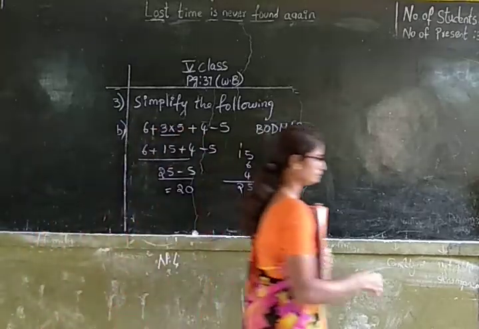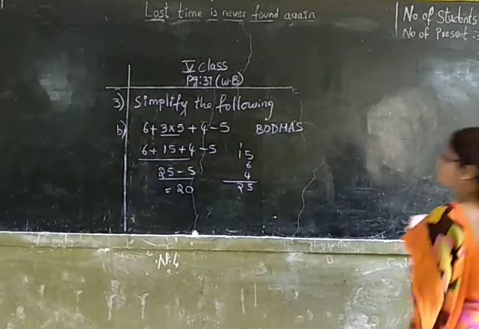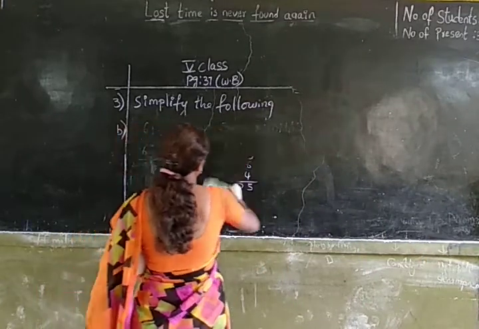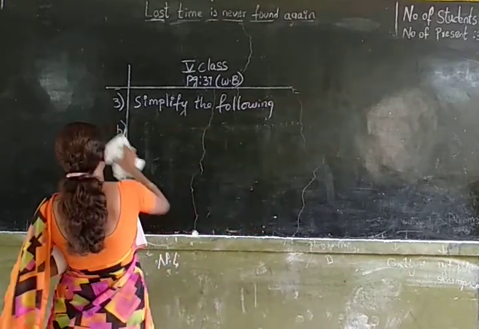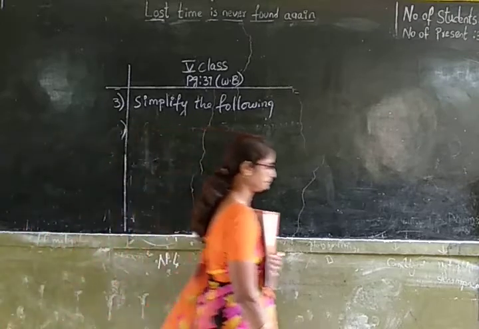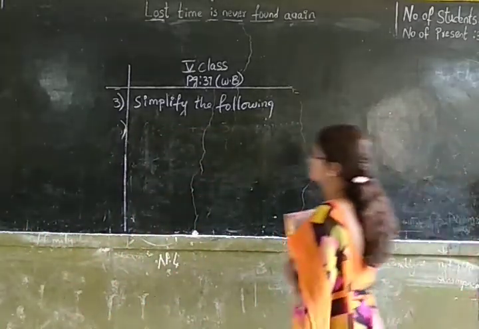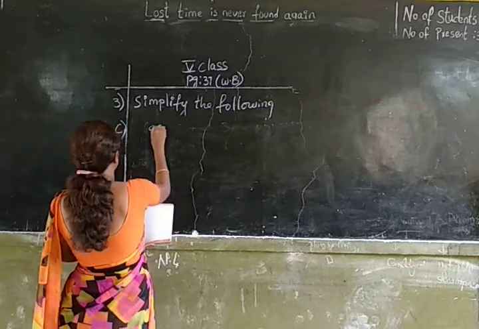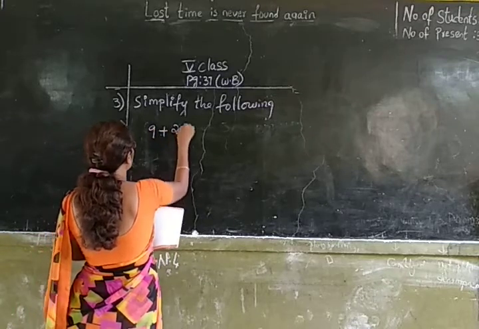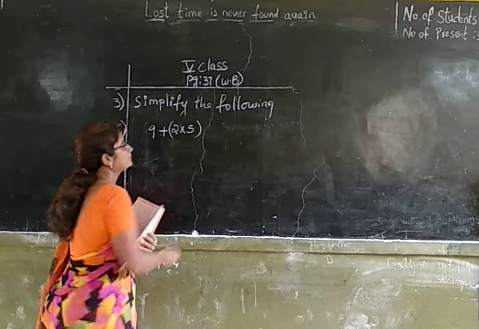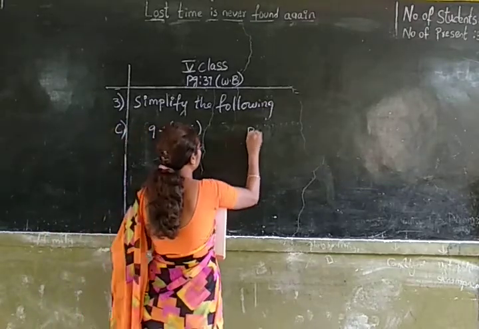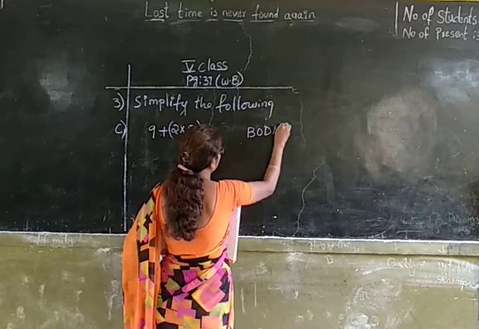Okay children. Now let us do the C sum. So what is the C sum? 9 plus 2 into 5. Here the terms inside the bracket are given. So we have to solve the terms inside the bracket first.